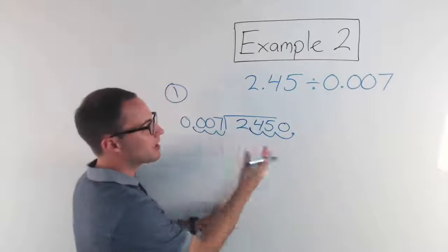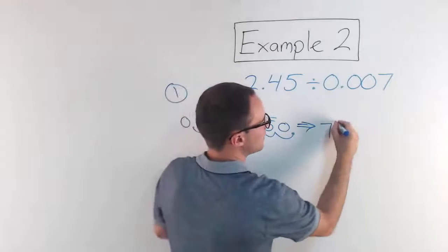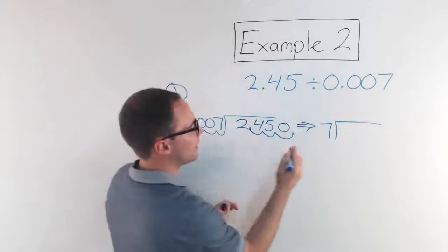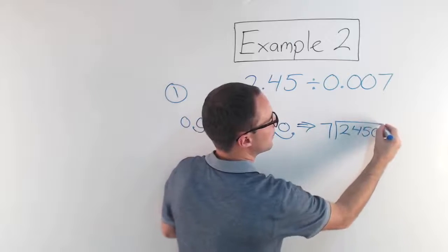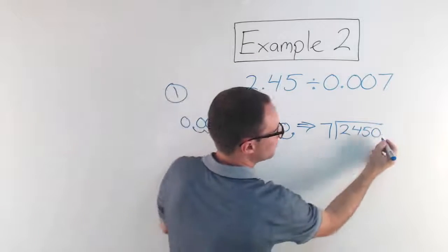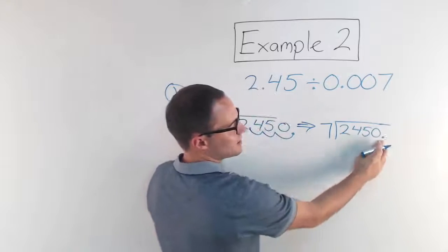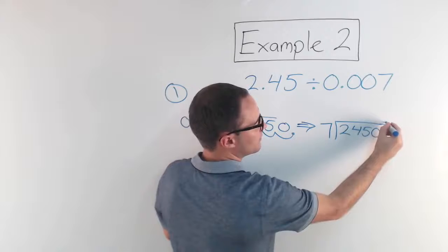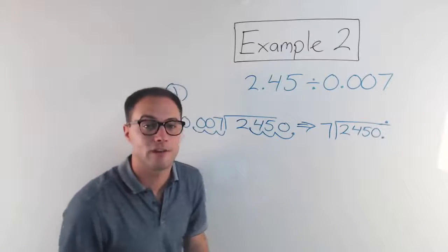So from here, I like to rewrite the problem. So now it's 7, which looks much better, dividing 2,450. Now, I also like to make sure I put my decimal point here, so I remember where it is. So in my answer, I'm going to put it directly above for my quotient. It's going to go right there. And now it's just long division.